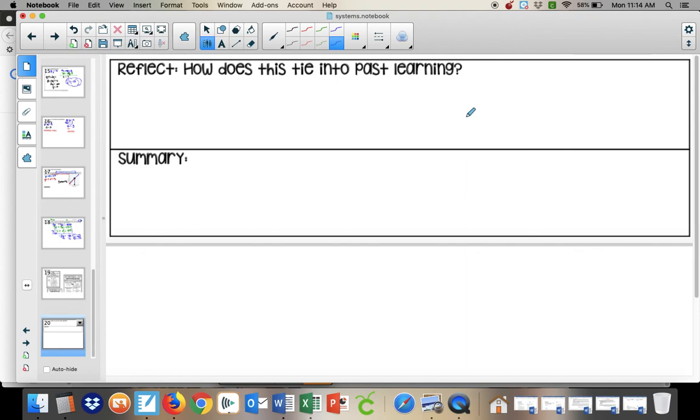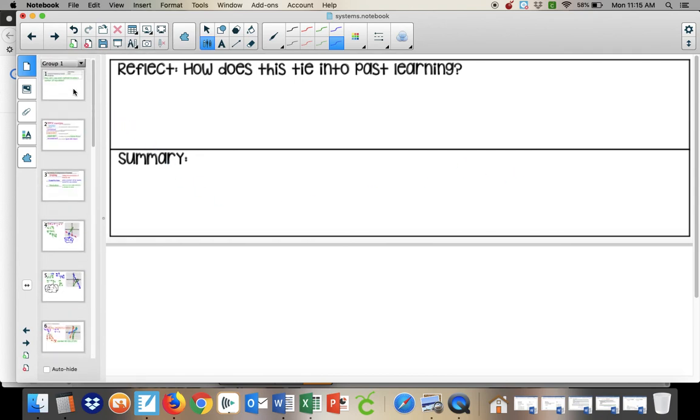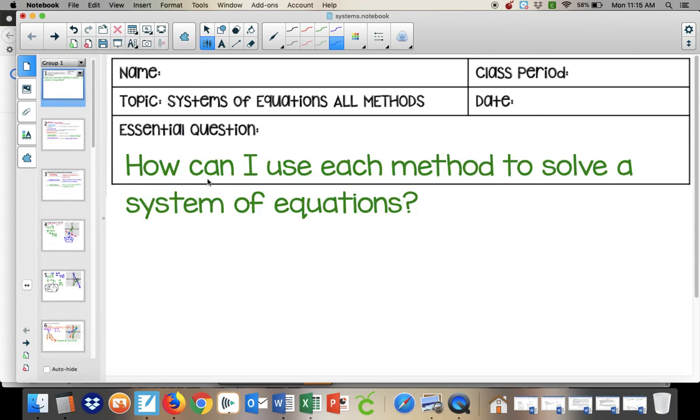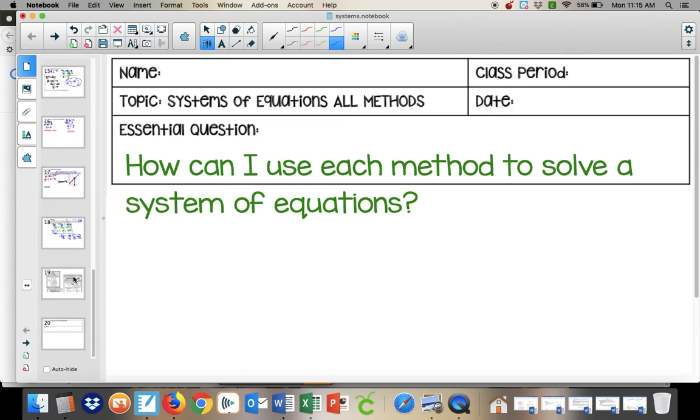So you reflect on how it ties in, and then I want you to summarize the key pieces that go all the way back and review or answer the question, how can I use each method to solve a system of equations? All right.